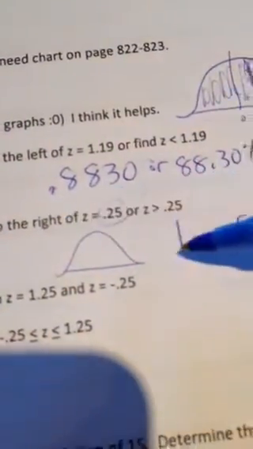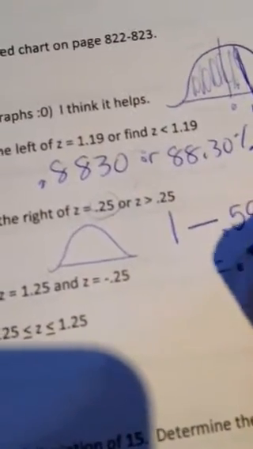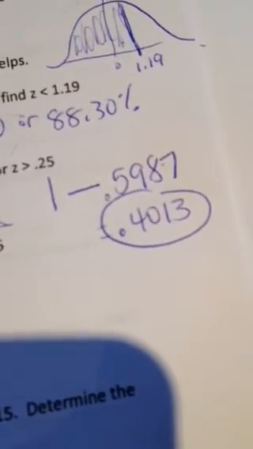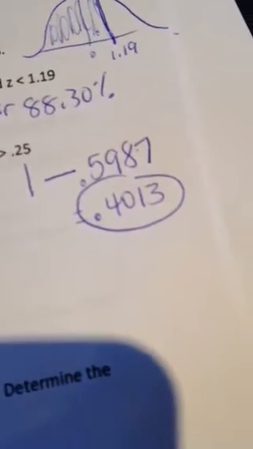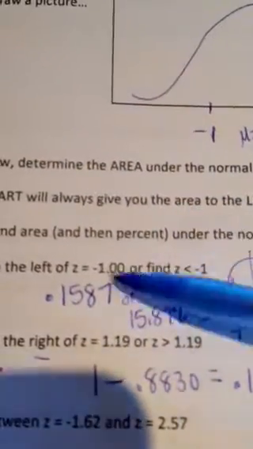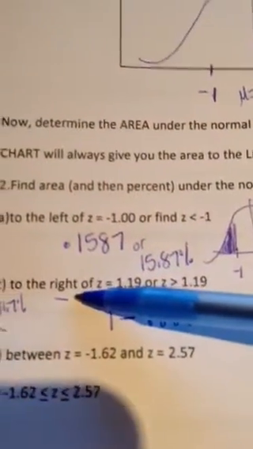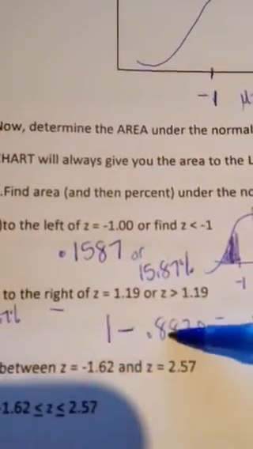But if it's to the right, you've got to do 1 minus that, which will give you 0.4013, or 40.13%, either way. Okay, so your first problem was to the left. You just look it up, and you're done. The second problem was to the right. You look it up, but you've got to do 1 minus.